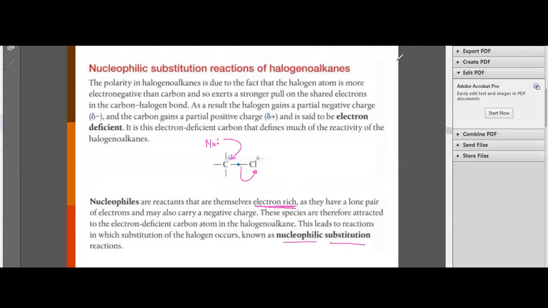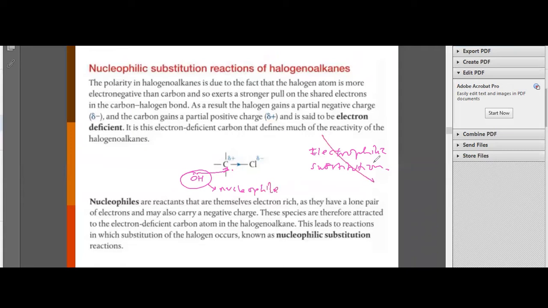That's why it is not, for example, an electrophilic substitution. You know why? Because the species that attacks this positive region is a species that has a lone pair. This is not an electrophile, but a nucleophile. So that's why it is not called electrophilic substitution, but nucleophilic substitution.